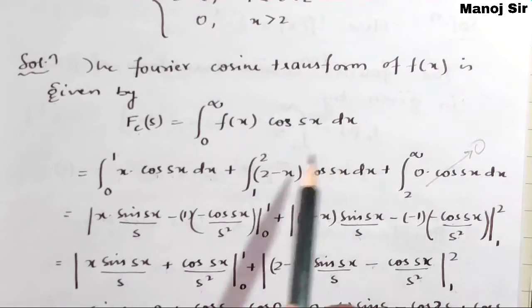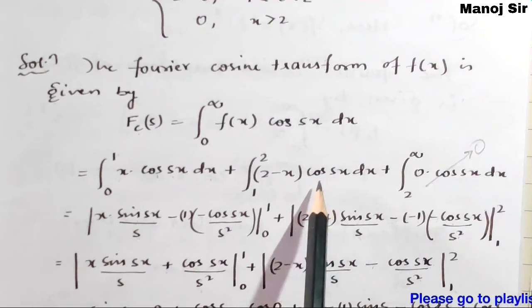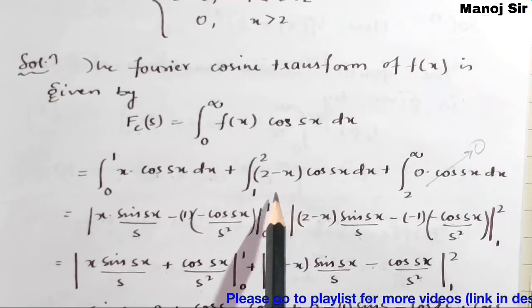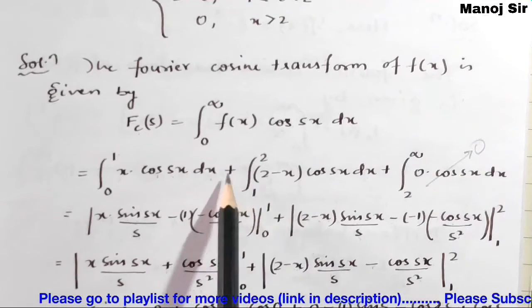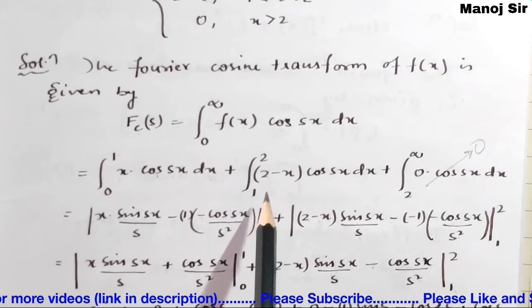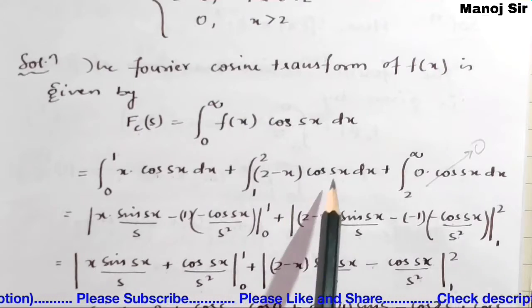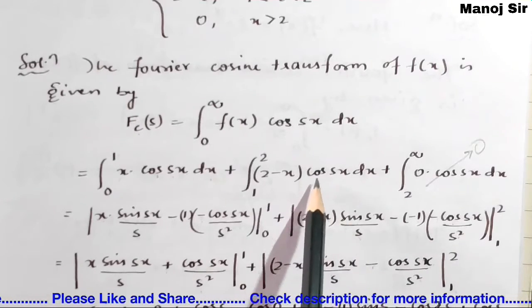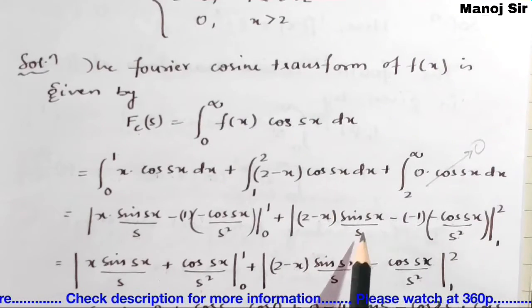Now come to the second part. Again, this is the first function, this is the second function. Because here we have a positive sign, write it positive, and this is the first function, that is 2 minus x, integration of the second function, that is integration of cos will become sin, that is sin sx upon s.